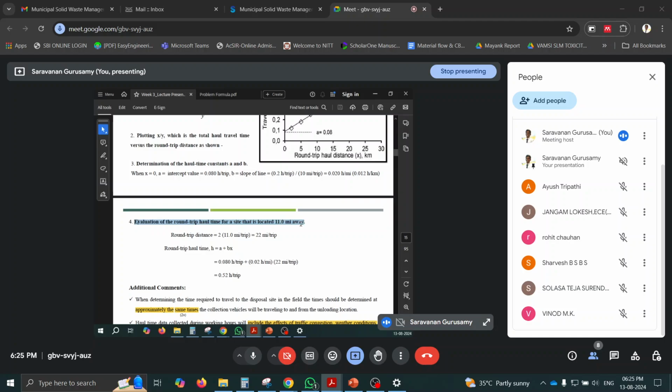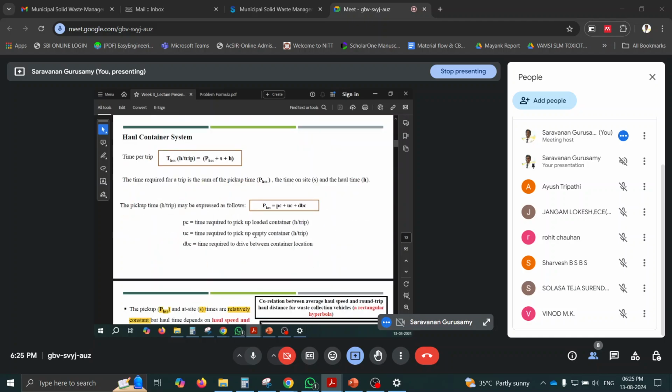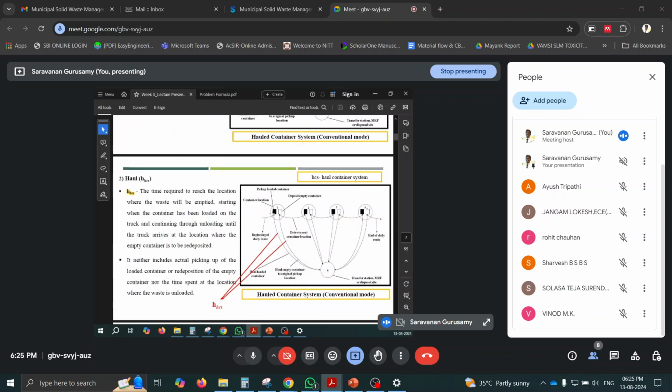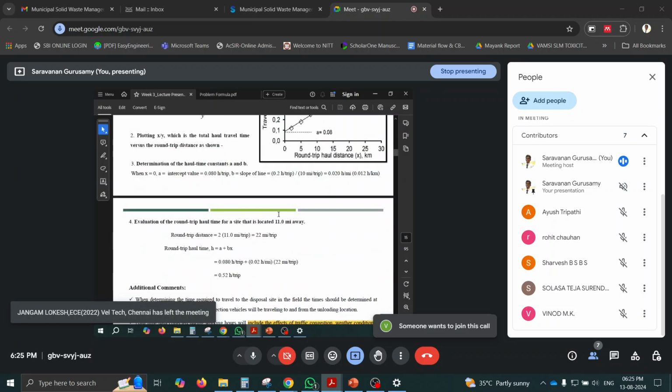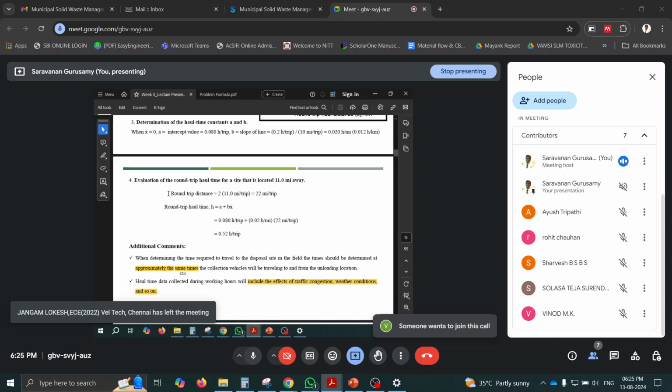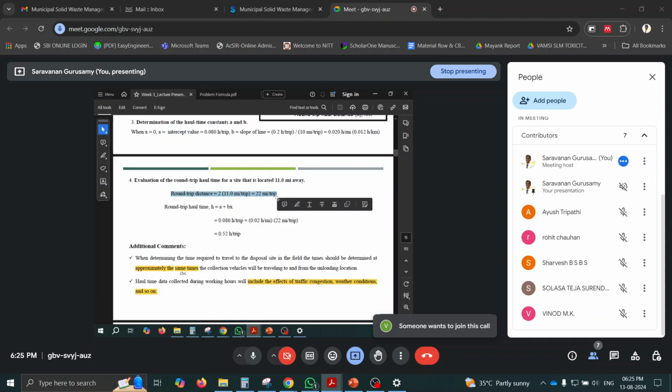The site is located 11 miles away. Okay, so 11 miles is one distance they had given from the location to the site. So again for the round trip we have to multiply by 2, or add another 11 miles. So it will be total 22 miles. So you know here the total round trip distance is 22 miles. So x is 22. So you can substitute in the calculated equation. You will get the round trip haul time, that is h, 0.52 hours per trip.